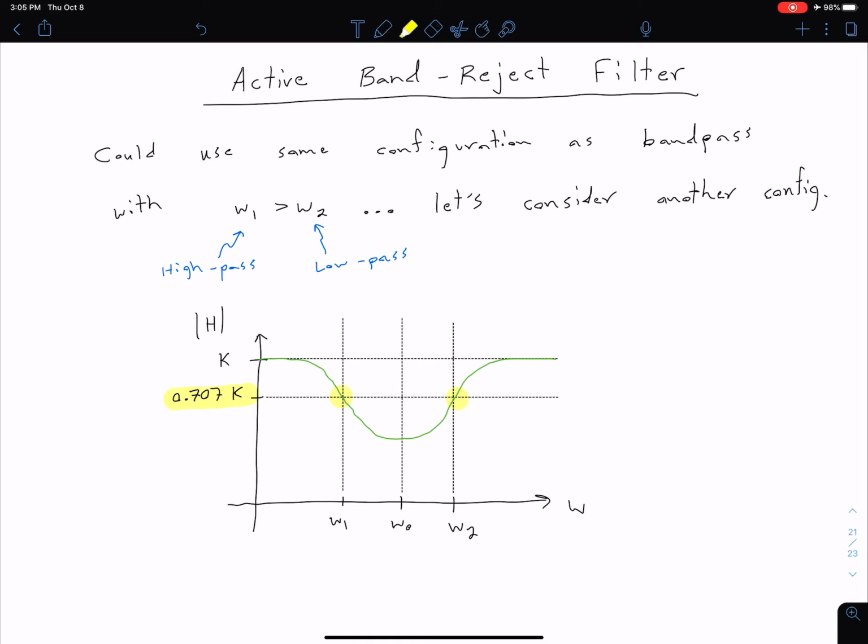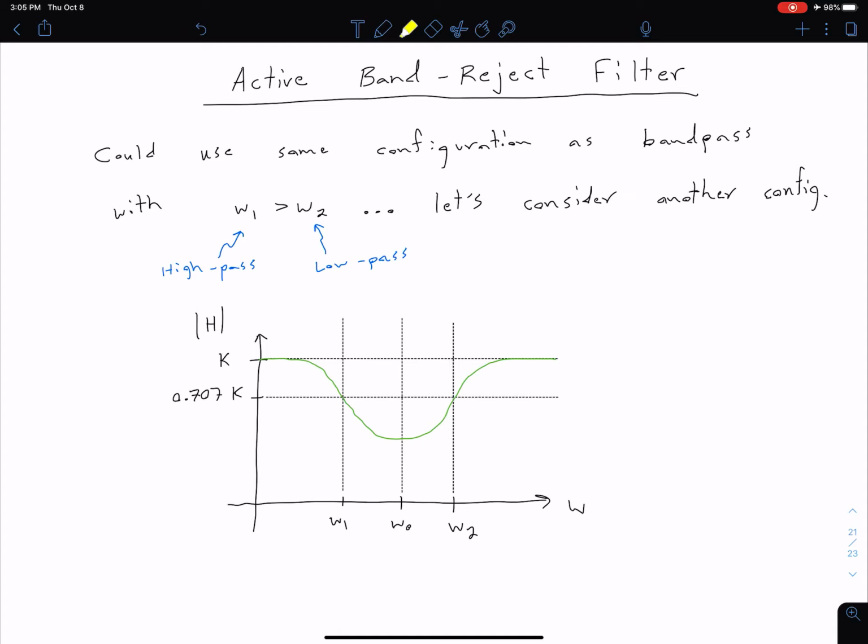And if we're in between those two frequencies, we're wanting to block the frequencies. If we're outside, below omega 1 or above omega 2, we want to be passing those frequencies. So we can see well below omega 1 we have a gain of k, well above omega 2 we have a gain of k, and then at our center frequency omega 0 we have our minimum gain, which we've not specified a value, but we'll come back at the end of the video and write at least what that value is.